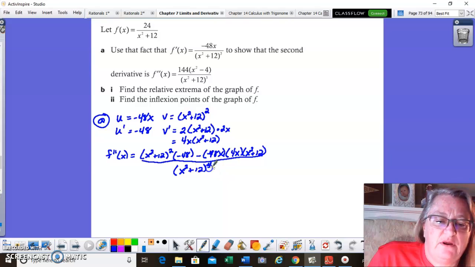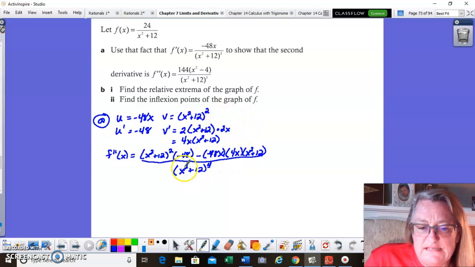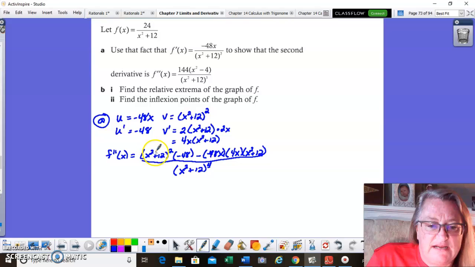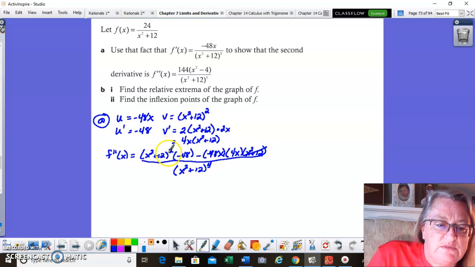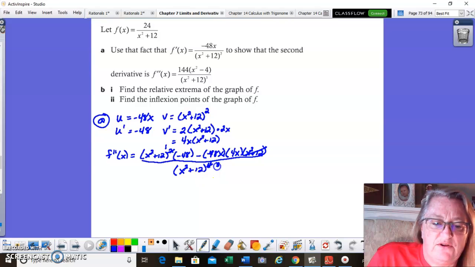Okay, first thing I notice is that I can actually factor out an x squared plus 12 from each of these three terms. So this one's going to go away, this one's going to turn down to a first exponent, and this will turn down to a third exponent.